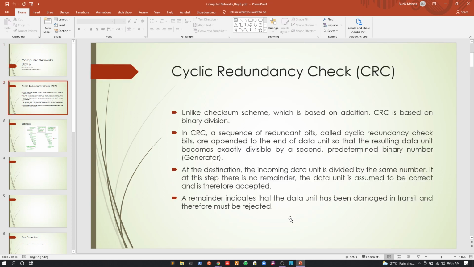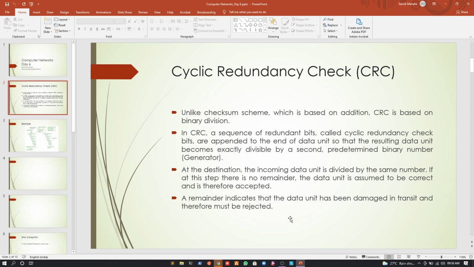Okay. So as we all knew in the previous session, there were four methods for error detection. One is 1D parity, 2D parity, checksum, and as well as CRC, that is the cyclic redundancy check. Now, what is CRC? Let us understand that unlike the checksum scheme, which is based on addition, CRC is based on binary division. So, if you remember the previous one, in the case of checksum, we were doing something called ones complement addition, right? And what was the formula?